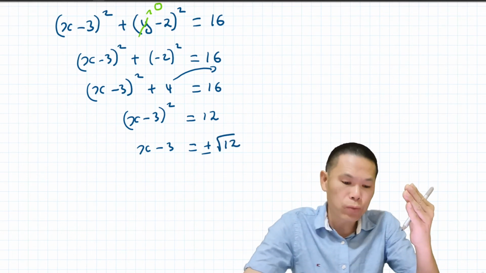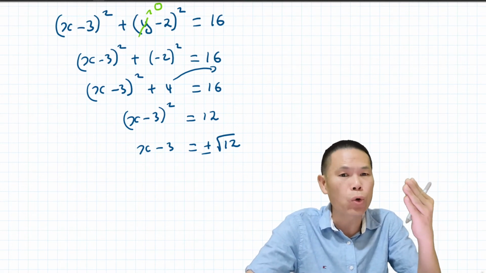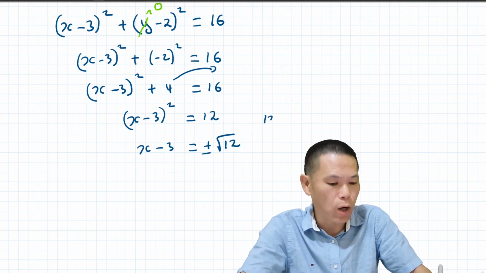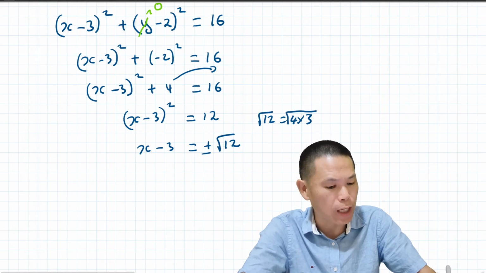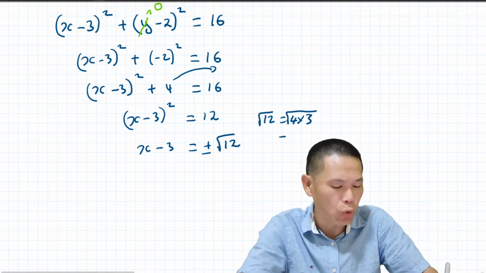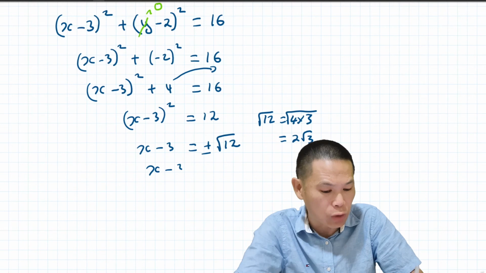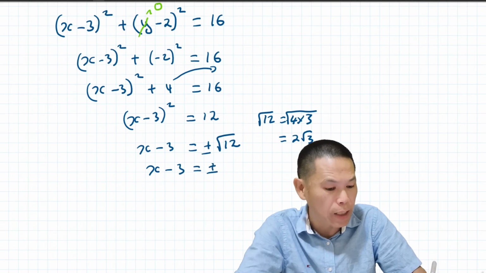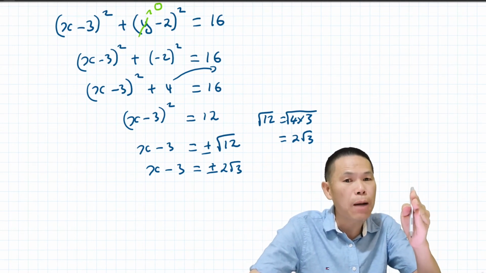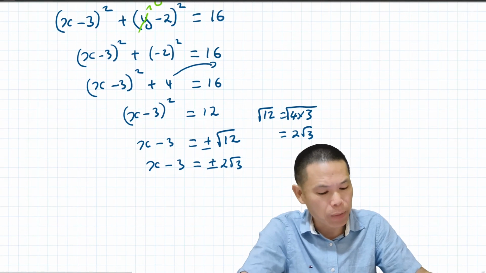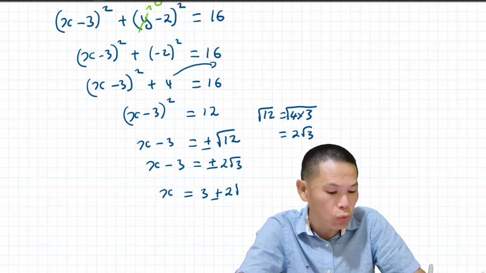Now, of course you can just use a calculator to work out the square root of 12, but I'll write it exactly. 12 equals 4 times 3. If I square root this side, I need to square root the other side as well. The square root of 4 is 2, so it's 2 root 3 to be exact. So x − 3 is equal to plus or minus 2 square root of 3. The negative 3 moves to that side and becomes positive 3. So x is equal to 3 plus or minus 2 root 3.